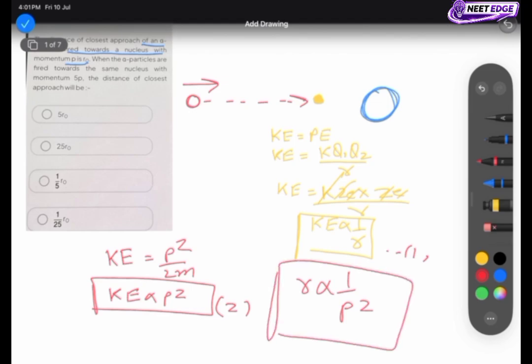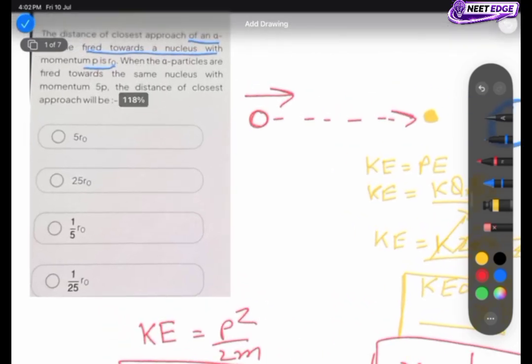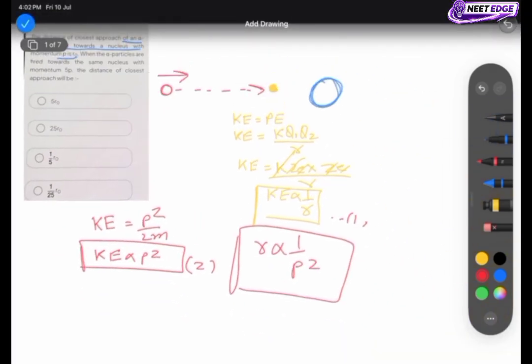Now in the question, two cases are given: initially the momentum was p and the distance of closest approach was r0, and in the second case the momentum was 5p and the distance of closest approach we have to find out. So by using this relation, we can say that r initial upon r final is equal to p final upon p initial, whole square. R initial was r0, r final we have to find out, p final is 5p and p initial was p, whole square.